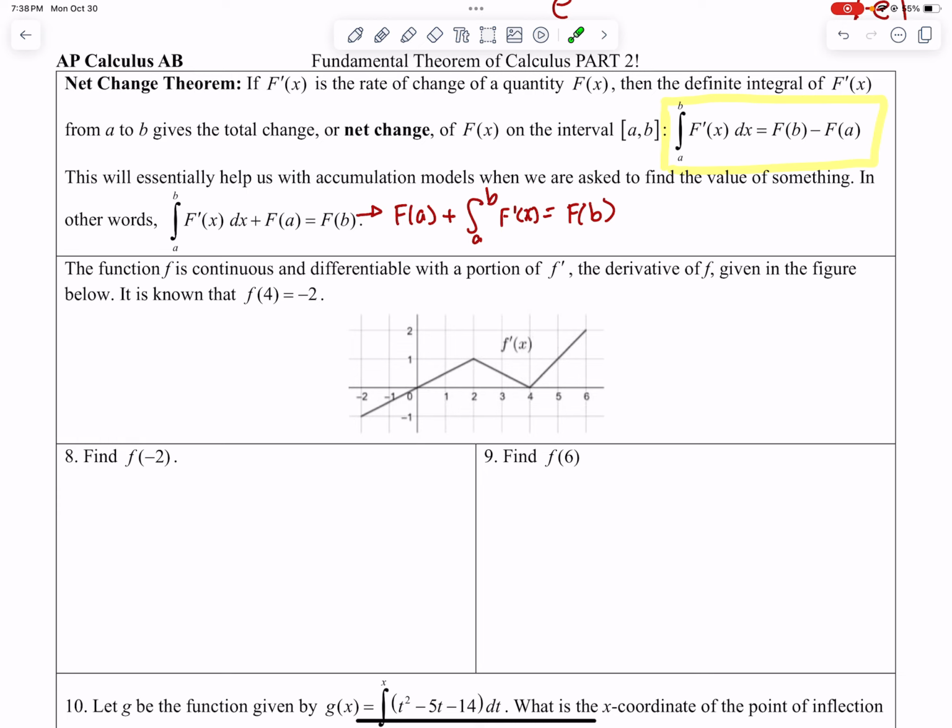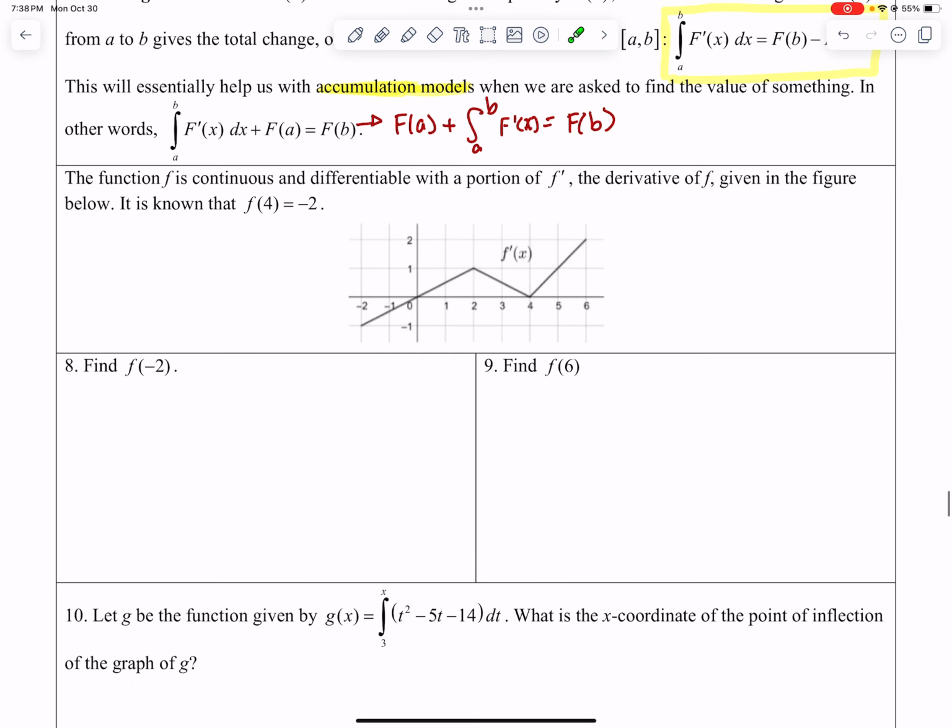Essentially, it's going to help us with accumulation models in terms of what we are given and what we are being asked to find. So this right here is the same thing as this, but I just flip-flopped it. I like this version better just because I can visually see that f of a is going to be my starting point, so what I'm already given in this case. And then this part is just essentially what I need to add more to get f of b. So my starting value of f of a plus the integral from a to b of f prime of x, aka my area, is equal to f of b.